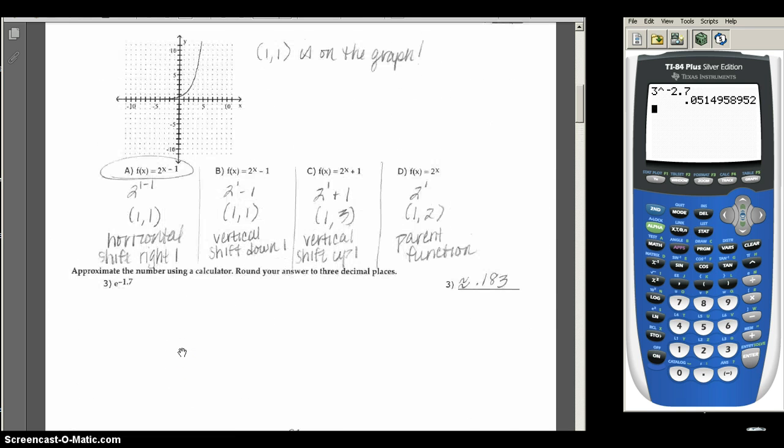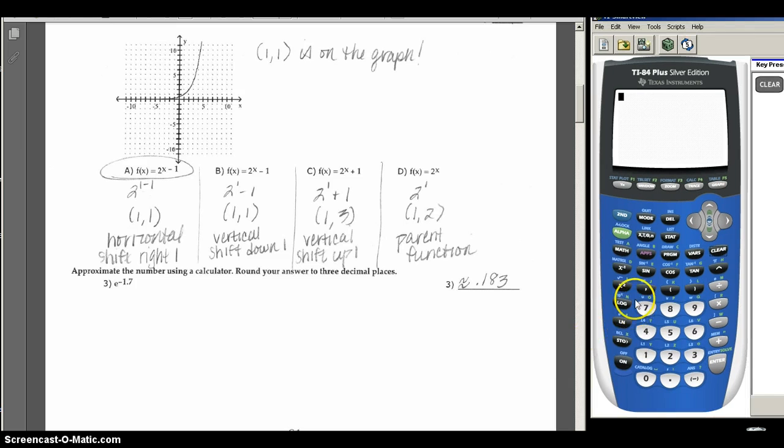Number 3 is another calculator exercise. No work needs to be shown here. So I'm just going to put in e to the negative 1.7. You have 2 options. You can do second and your natural log key, and then just put in your negative 1.7 and hit enter and get 0.183. It's a positive, not a negative. Or you also have the e option that's on your division key. So either one will work.